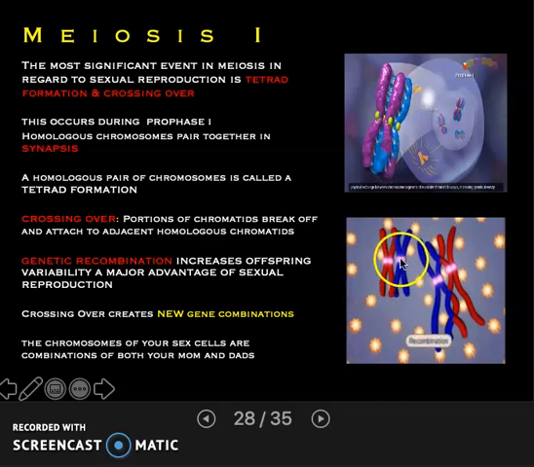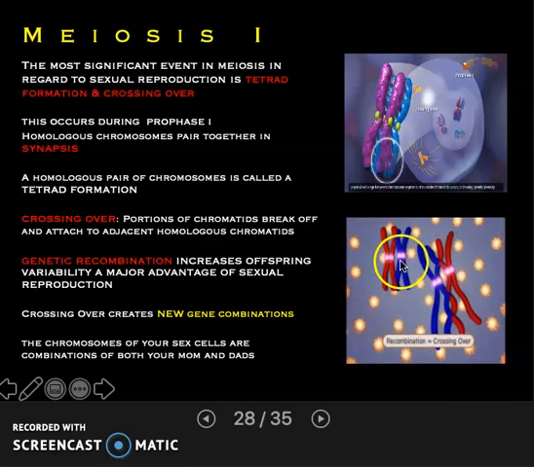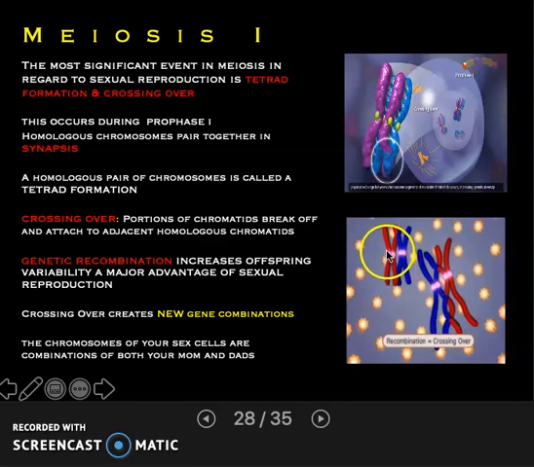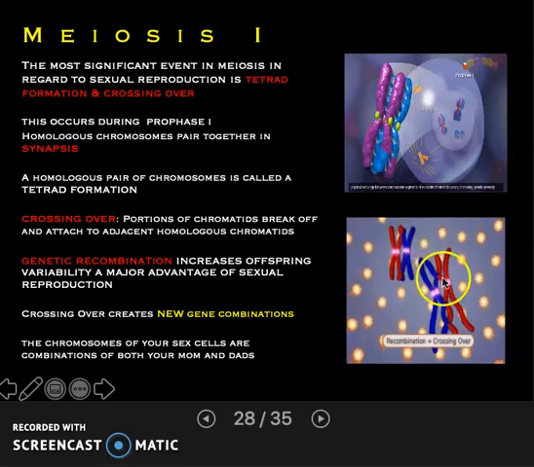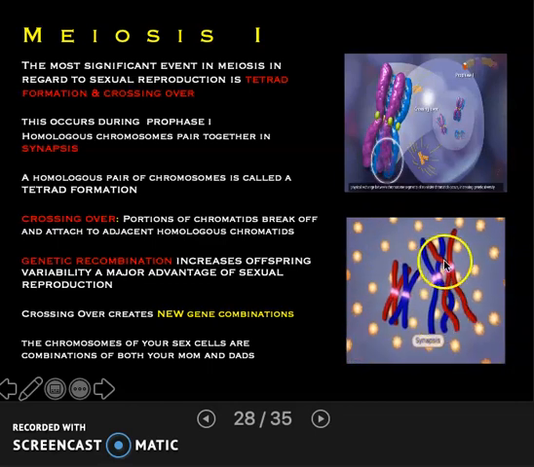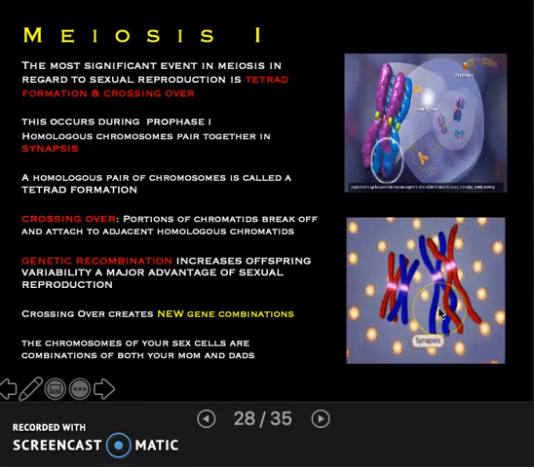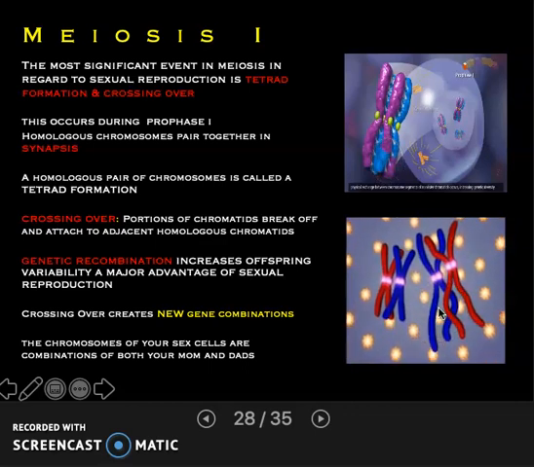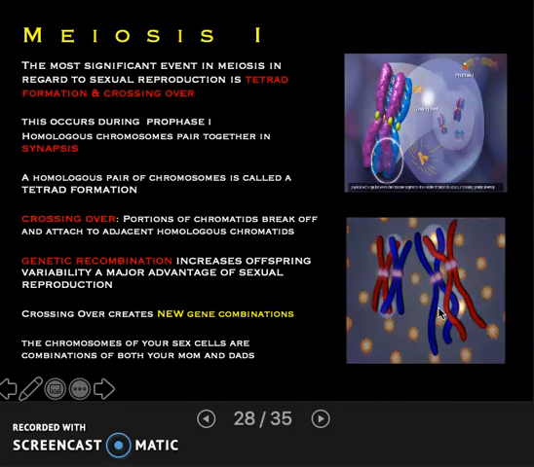There are 2 homologous chromosomes. This is chromosome number 1 dad gave you with its sister chromatid. Chromosome number 1 mom gave you. Since they're so alike, they can get together on synapsis and exchange materials. And that has some important outcomes when I finally make sex cells.